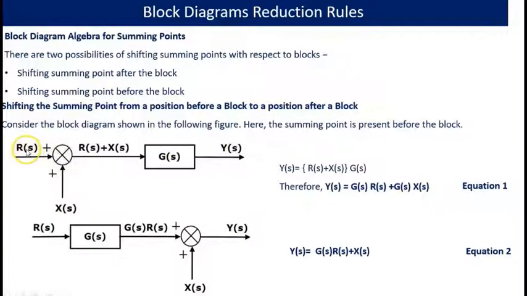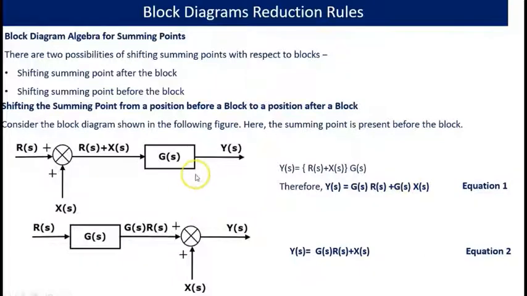Consider this summing point, R of s, x of s. So the output is R of s plus x of s. G of s is the block. So y of s is the output. So what will be the value for y of s? Y of s is equal to R of s plus x of s into G of s, or y of s is equal to, removing the bracket, g of s R of s plus g of s x of s.